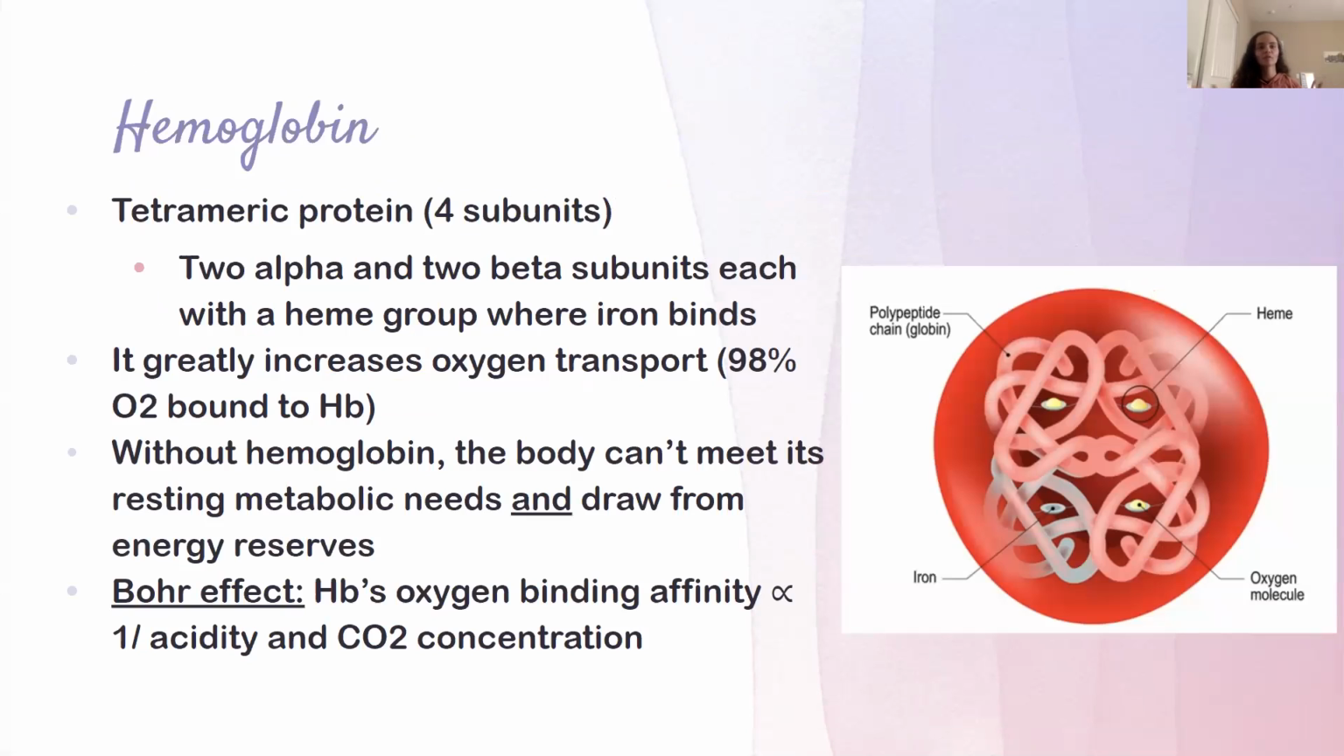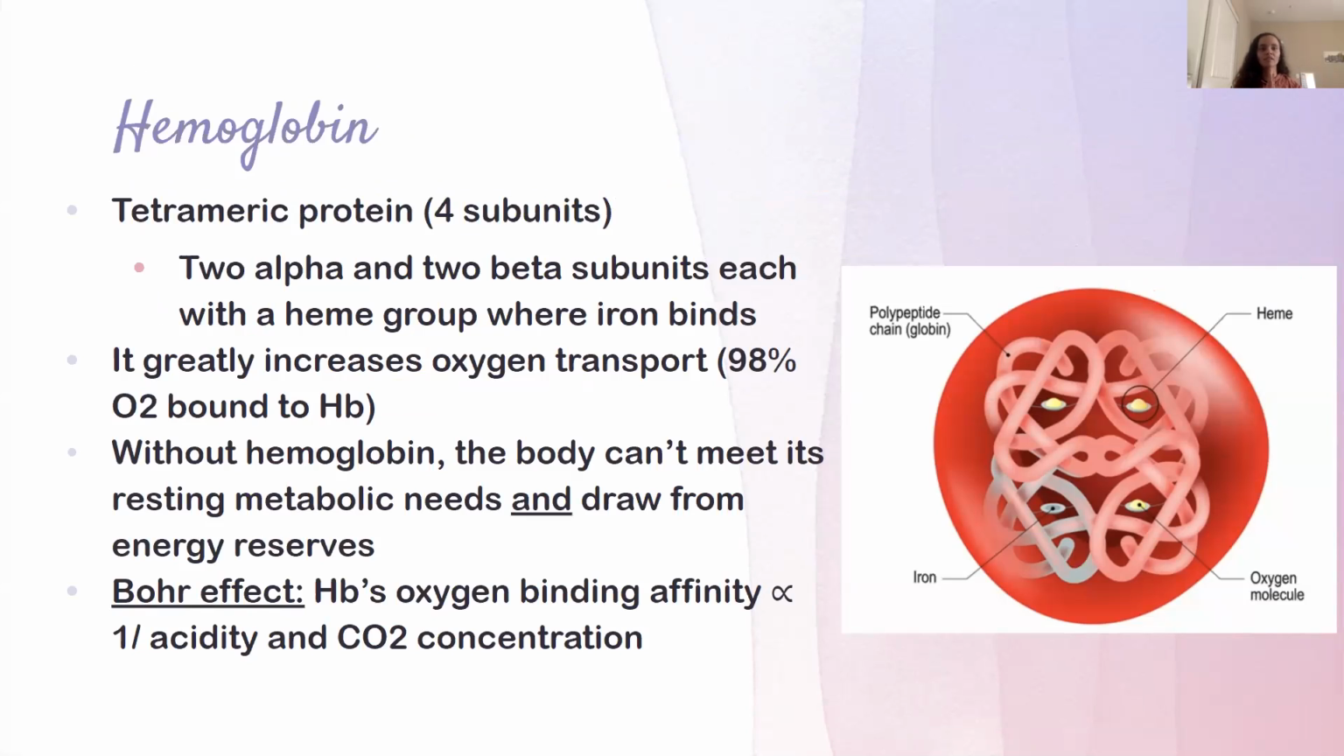Okay, so hemoglobin, we kind of touched on hemoglobin, but we're going to talk a little bit more about the characteristics of the protein. So hemoglobin is a tetrameric protein. That means that it's comprised of 4 subunits. It has 2 alpha subunits and 2 beta subunits, each with a heme group where iron is able to bind. So iron is always going to be bound to hemoglobin. That's just how it works, right?